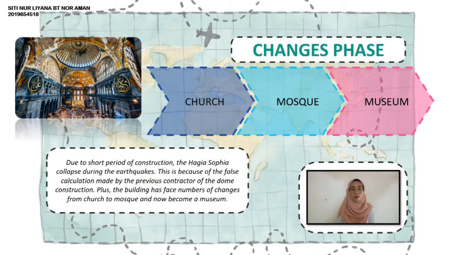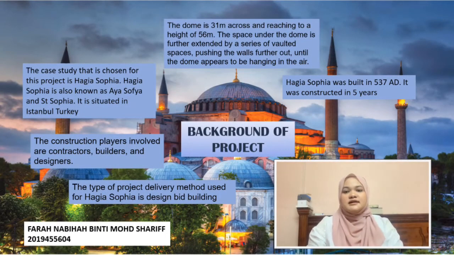Due to the short period of construction, the Hagia Sophia collapsed during the earthquakes. This is because of the false calculation made by the previous contractor during the dome construction. Plus, the building has already faced a number of changes from the church to the mosque and now become a museum. The case study that is chosen for our project is Hagia Sophia.